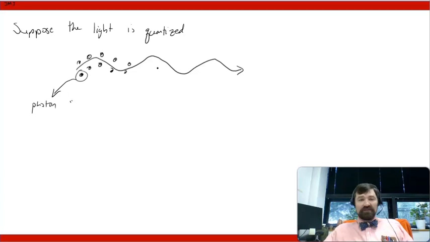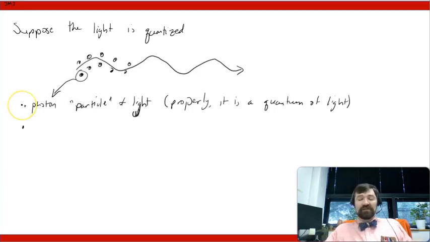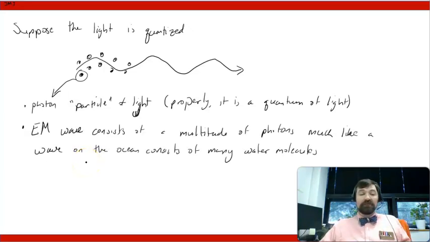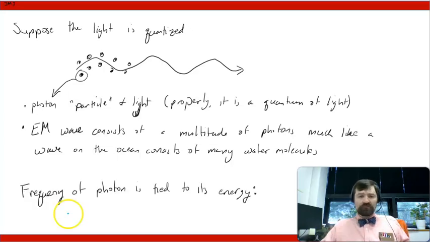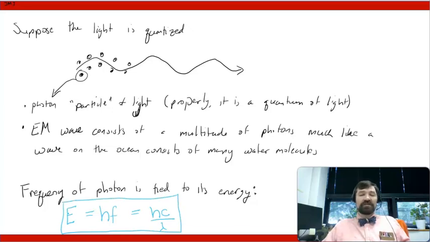So a photon is, we might call it a particle of light. More properly, it's thought of as a quantum of light. And the wave then consists of many of these photons, in a similar sense, I should say, as an ocean wave consists of many, many, many particles of water moving. Now, the most important part of this is that these photons all have the same frequency, and that frequency is tied to their energy. So we could write the equation E equals hf, or if you would prefer in terms of the wavelength, this is hc over lambda. So E equals hc over lambda, or E equals hf, is the energy of the photon.